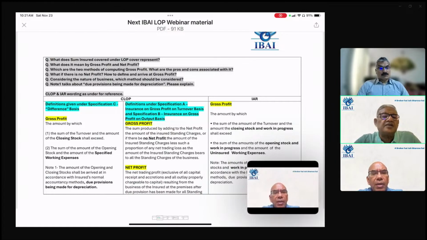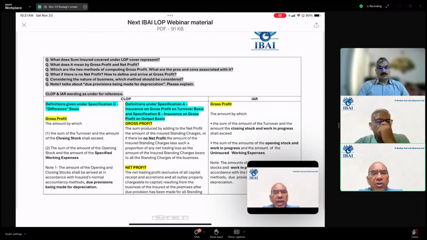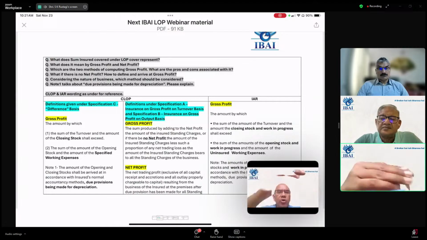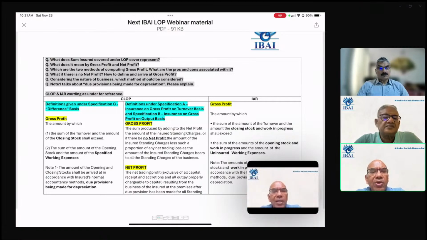And now the second point in that first column: the sum of the amount of opening stock and the amount of specified working expenses. Opening stock we already adjusted in number 1, so you are left with specified working expenses, which are basically the variable expenditure. So it's a reverse calculation compared to the standing charge method. I will come to specified working expenses later. And what does this note say, sir?